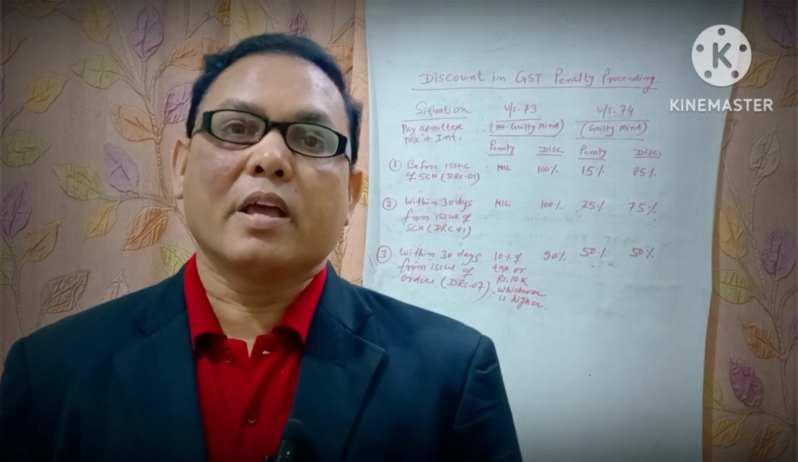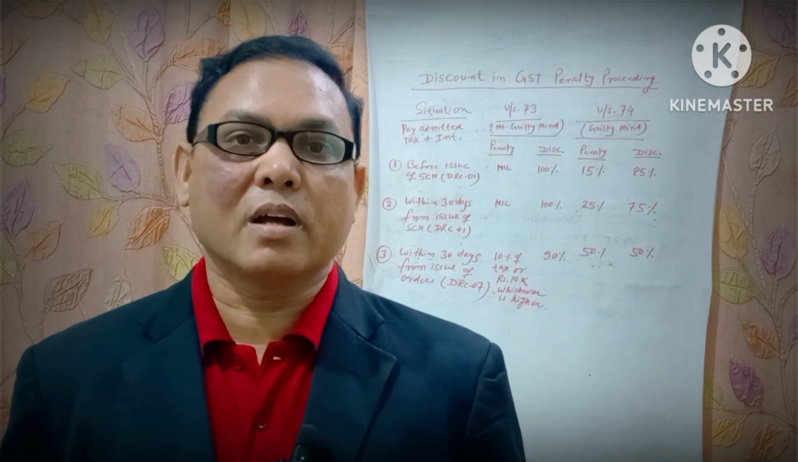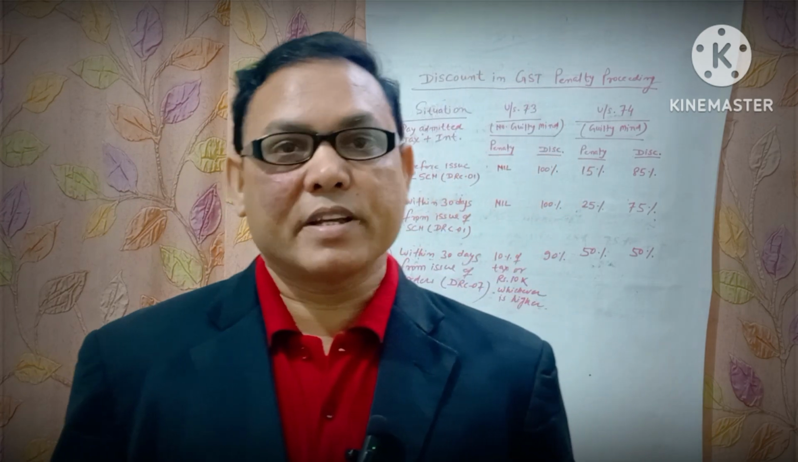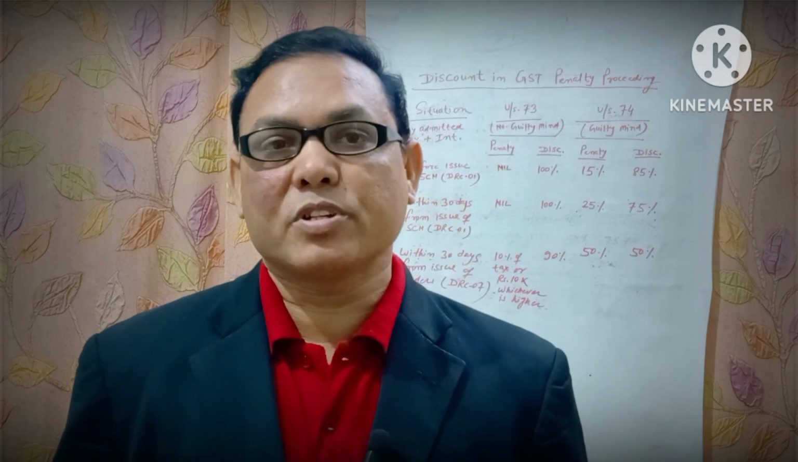Under this chapter, if anyone feels that there is no merit in the case, and if he admits that the offences have actually occurred and he is willing to pay the tax along with interest, then he can reduce the penalty amount to a great extent. So in this video session, we have prepared a comparative chart, which shows how much discount can be availed under section 73 as well as section 74 if any taxpayer is willing to pay the admitted tax liability and interest. So let us see the table.